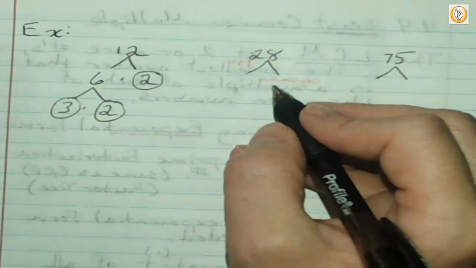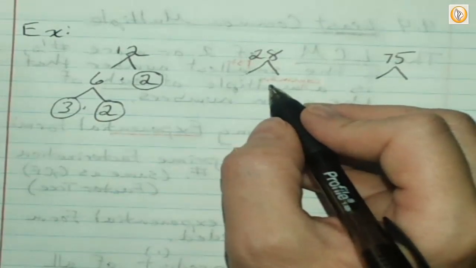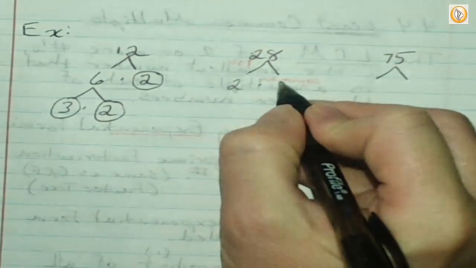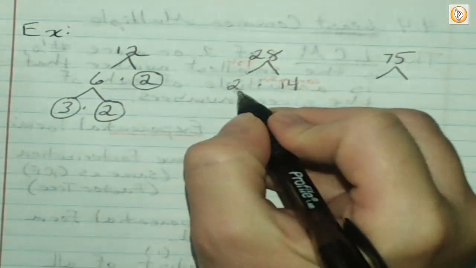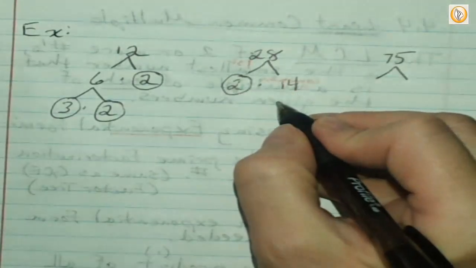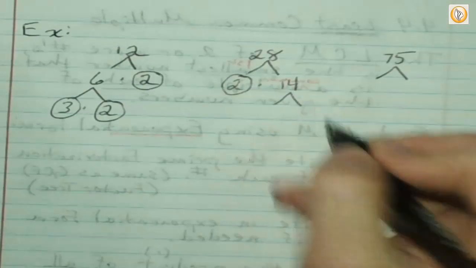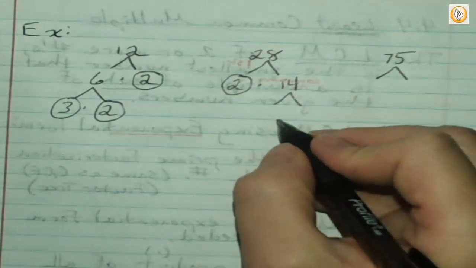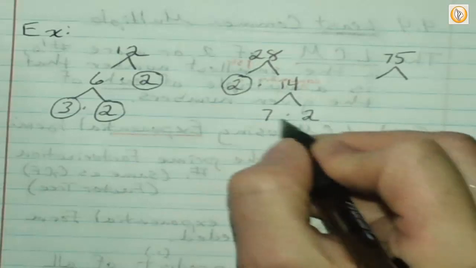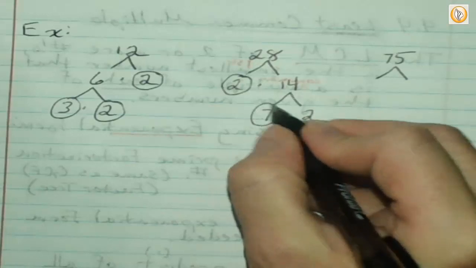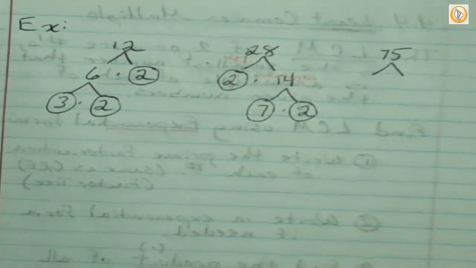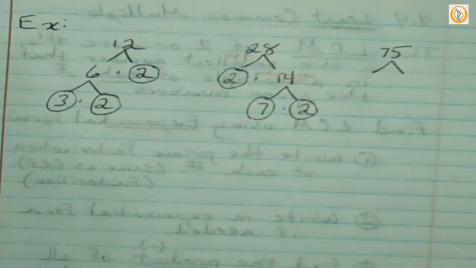All right, 28. Michael, what two numbers when multiplied give me 28? 2 times 14. Is 2 prime? Oh, yes. So I circle it. Is 14 prime? No. So I keep going. What two numbers when multiplied give me 14? 7 times 2. Is 7 prime? Yeah. I circle it. Is 2 prime? Yeah. I circle it. I'll pause to let y'all catch up.